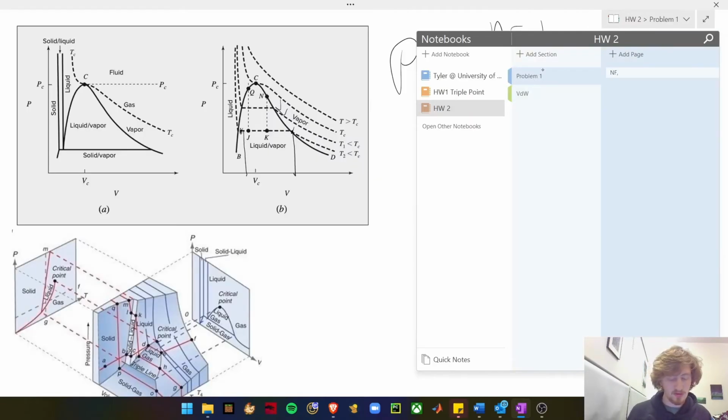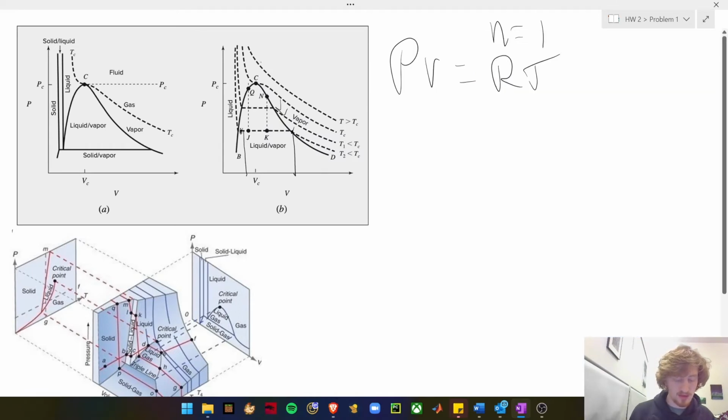Another interesting thing is that we can actually solve for A and B using analytical methods instead of experimental methods. So if we look at our diagram here, we'll notice that at point C, and this is for the isotherm of the critical temperature, the slope is 0 because it's the maximum of this curve here. And it's also an inflection point because here the isotherm is concave up and here it's concave down.